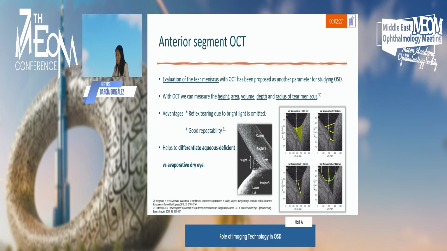And also, the OCT permits us to evaluate the tear meniscus height that we can see at the slit lamp. With the OCT, we can measure not only the height, but also the area, the volume, the depth, and the radius of the tear meniscus, helping to differentiate an aqueous deficient versus an evaporative dry eye, with the advantages of good repeatability and avoiding the reflex tearing due to the bright light of the slit lamp.